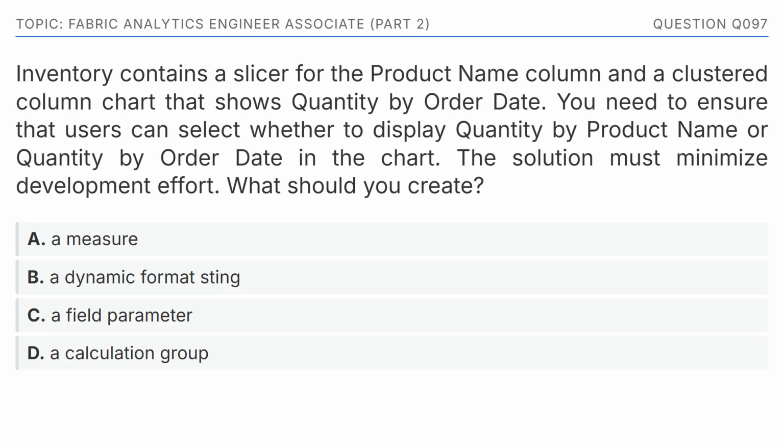You need to ensure that users can select whether to display quantity by product name or quantity by order date in the chart. The solution must minimize development effort. What should you create? The options are: Option A, a measure. Option B, a dynamic format string. Option C, a field parameter. Option D, a calculation group.